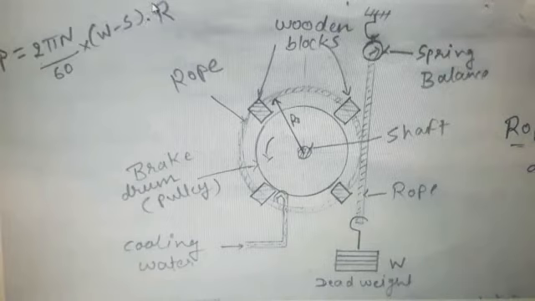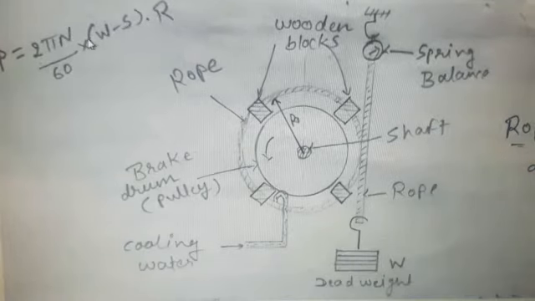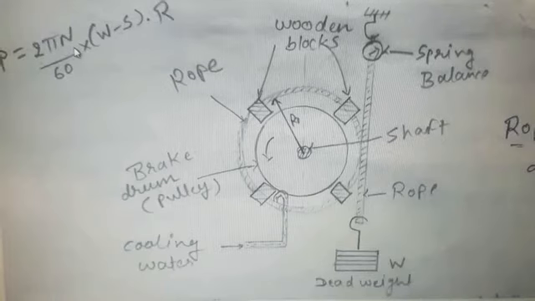So you have the radius R, and by tightening the rope you can find the value of dead weight W and the spring balance reading S. These readings you have to know, and put these values in this formula. Then you find the value of brake power of the engine in terms of watt.